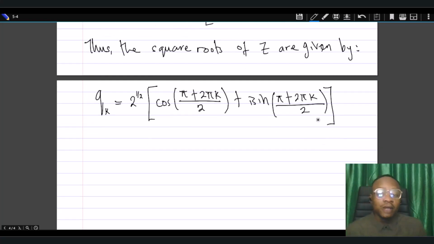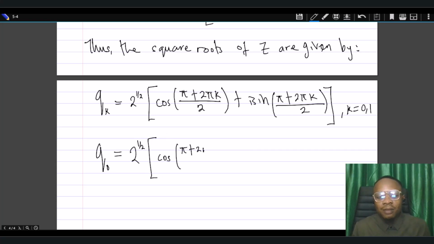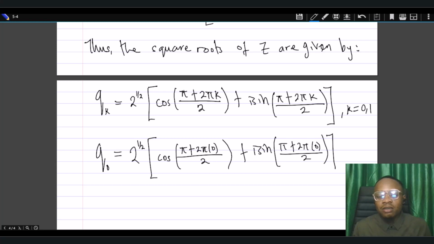Okay, so we will now use different values of k here. We get the first root when q sub 0, that is when k is equal to 0, we have 2 to the power of 1 over 2. Of course, we know here that k should be just 0 and 1 because n is 2. So k should go from 0 to 1 as we have done in previous examples. So this is going to be 2 to the power of 1 over 2 into the cosine of pi plus 2 pi into 0, all divided by 2, plus i multiplying the sine of pi plus 2 pi into 0, all divided by 2.